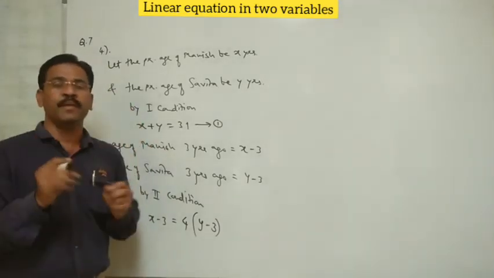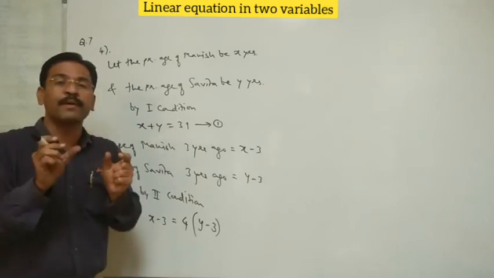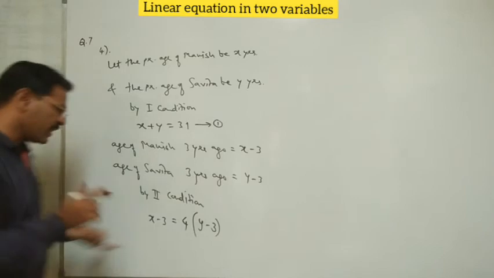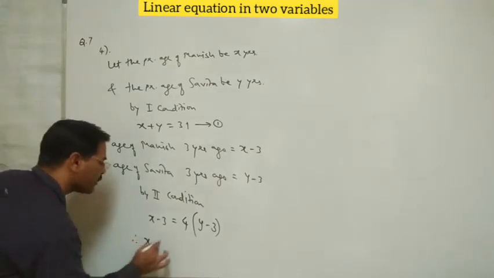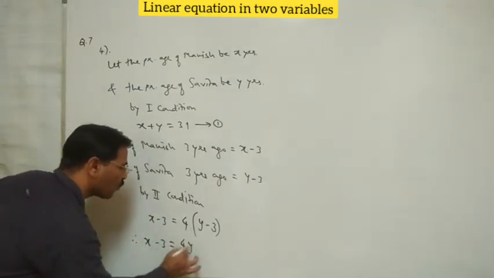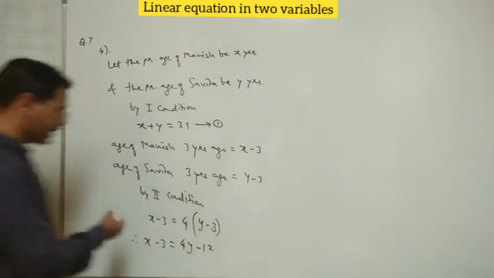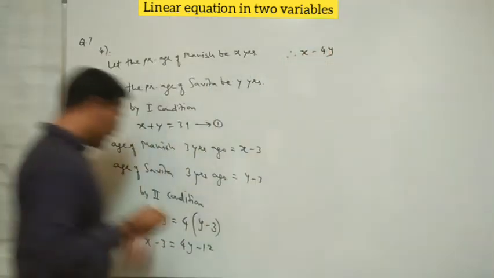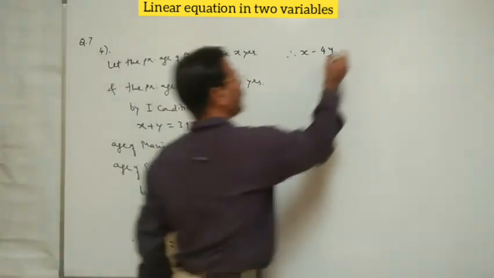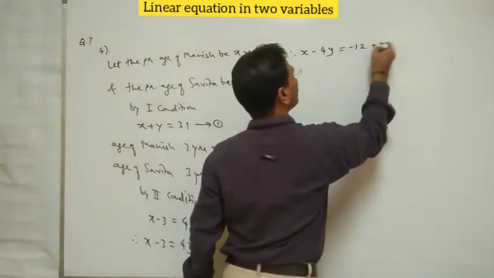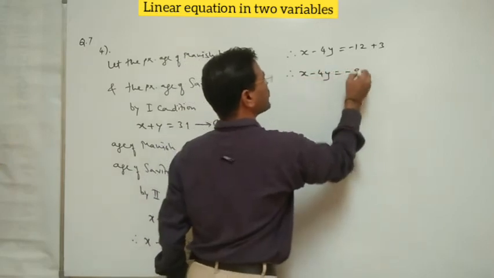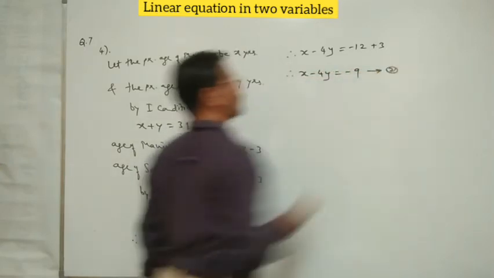Read the example. By the meaning of the example only, we can make these kinds of equations. See, we can solve here. X minus 3, here it is 4y minus 12. I'll take this to the left, x minus 4y, and this minus 3 goes to that side, means minus 12 plus 3. So x minus 4y is equal to minus 9. This will be equation number 2.